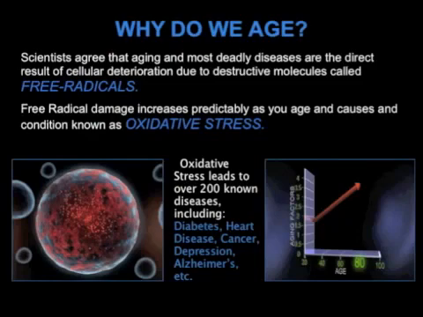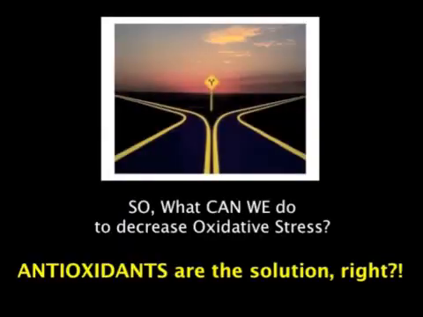So why do we age? The prevailing theory now on the aging process is this free radical equation. Scientists agree that aging and most deadly diseases are the direct result of cellular deterioration due to destructive molecules called free radicals. Free radicals increase predictably as you age, and it causes a condition known as oxidative stress. Again, advanced free radical damage is termed oxidative stress, and it leads directly to over 200 diseases, including diabetes, heart disease, cancer, depression, Alzheimer's, etc. That's a very small list. This is a very large issue here.